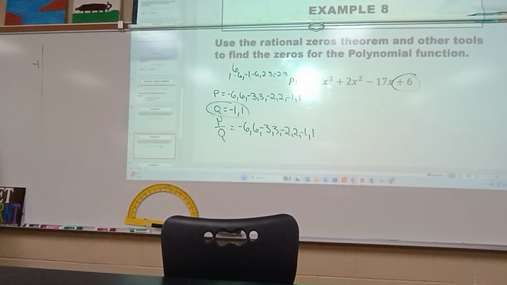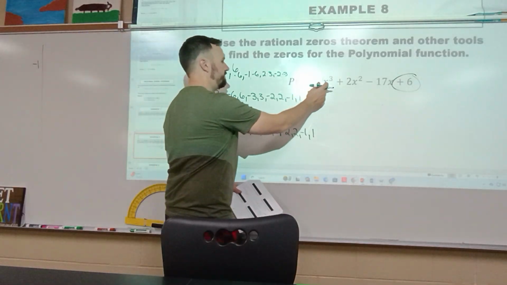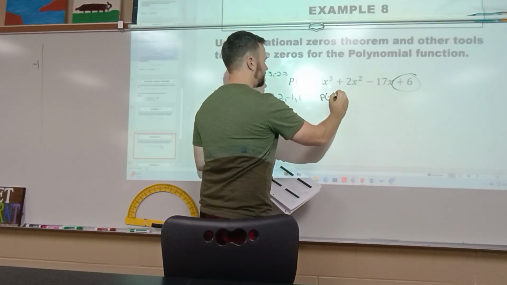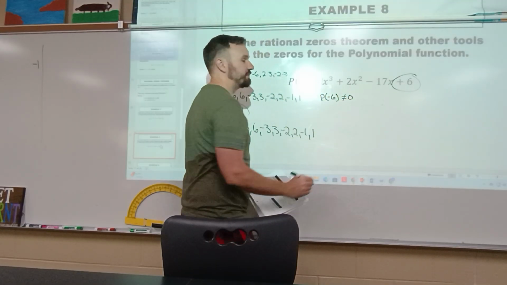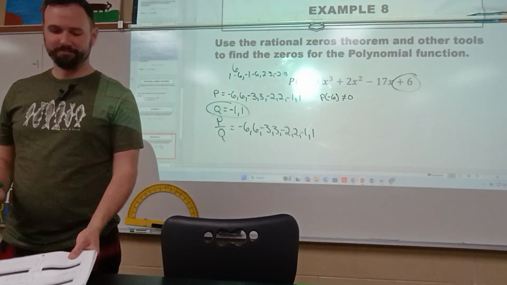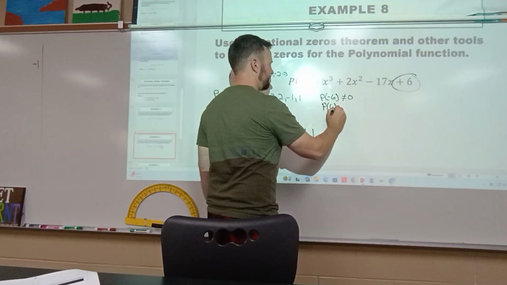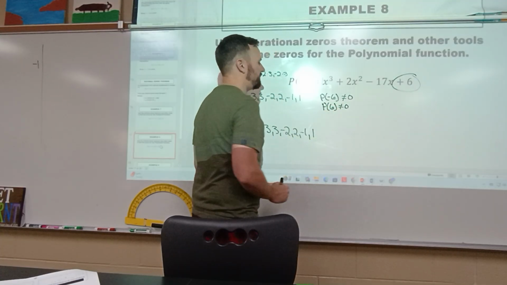What do I do with those numbers once I find them? Plug it in. Plug it into P, right? So I'm going to do P of -6 is not 0. P of 6 is not 0.